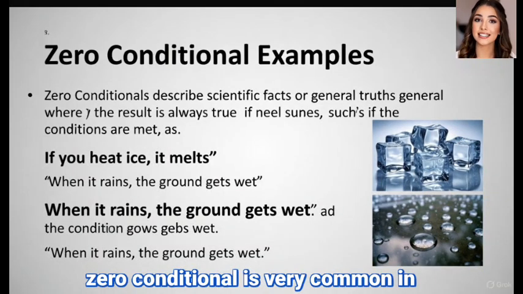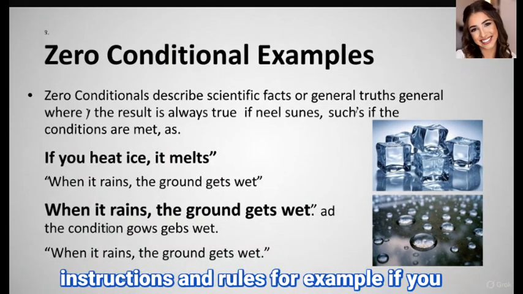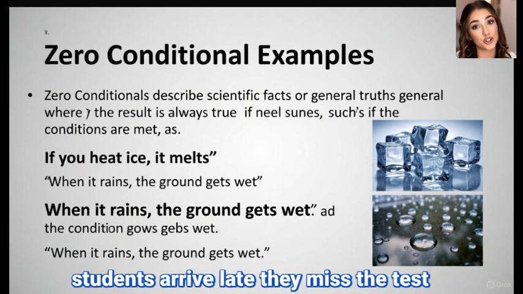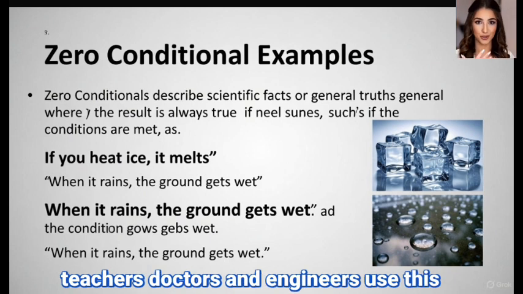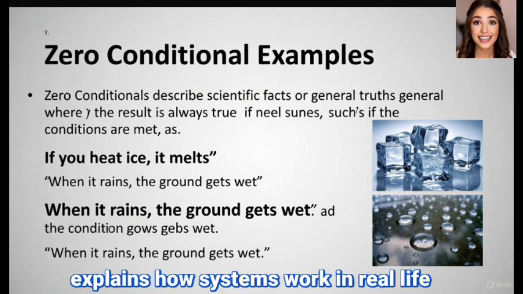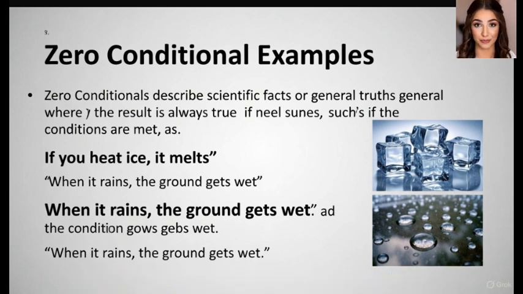Zero conditional is very common in instructions and rules. For example, if you press this button, the machine starts. If students arrive late, they miss the test. Teachers, doctors, and engineers use this structure a lot because it explains how systems work in real life.